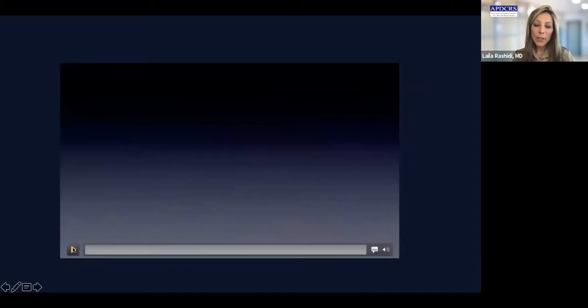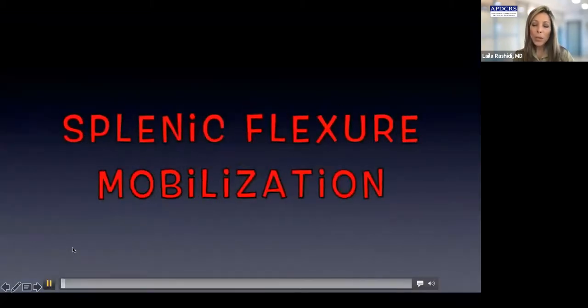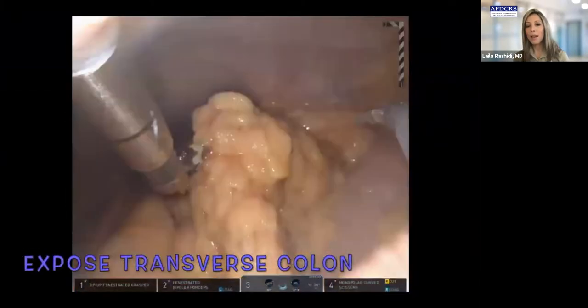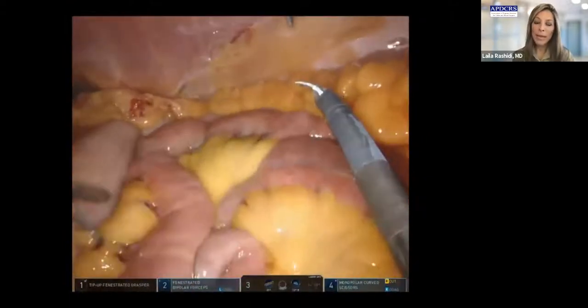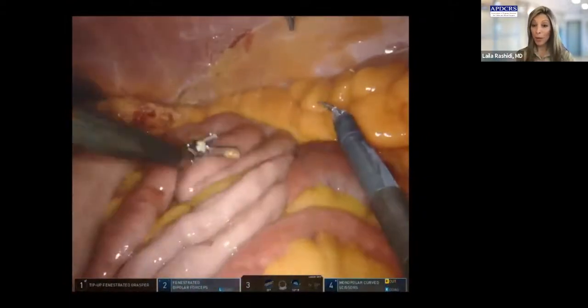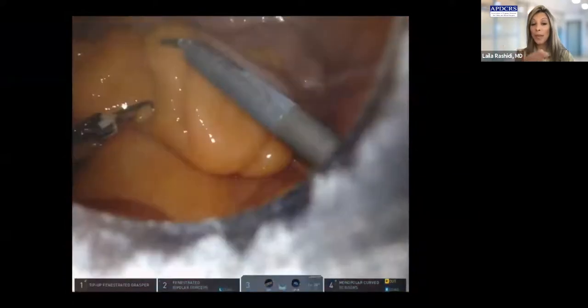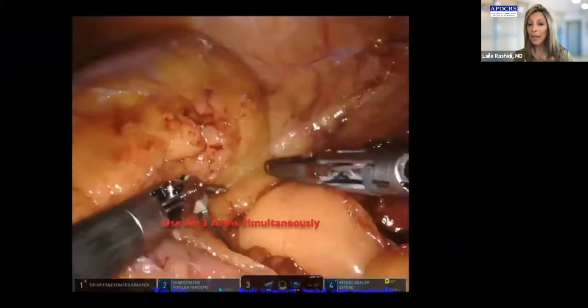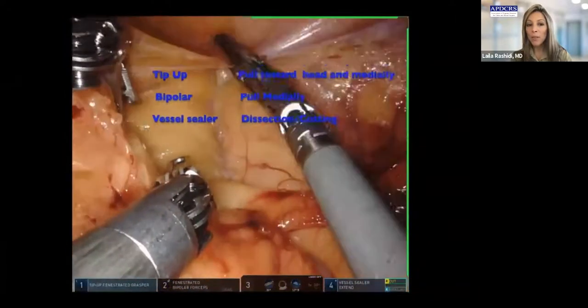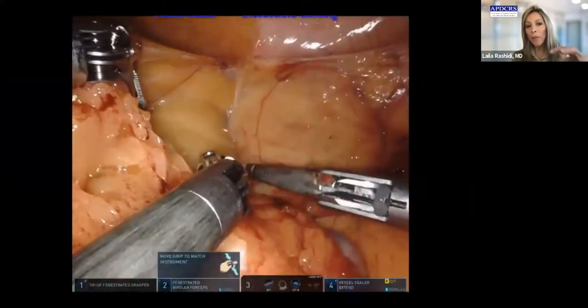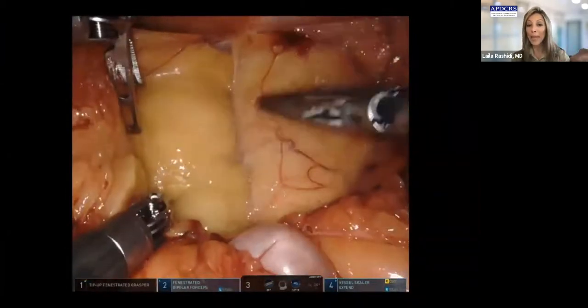So this is just the first video I want to show you here, kind of showing how the arms are moving. So flip that omentum over, expose that transverse colon for yourself, move the small bowel out of your way. Here we already did the pelvic dissection. Use all 3 arms. So you see, I use my tip up, I open the arms, kind of pull everything medially and toward the head portion.